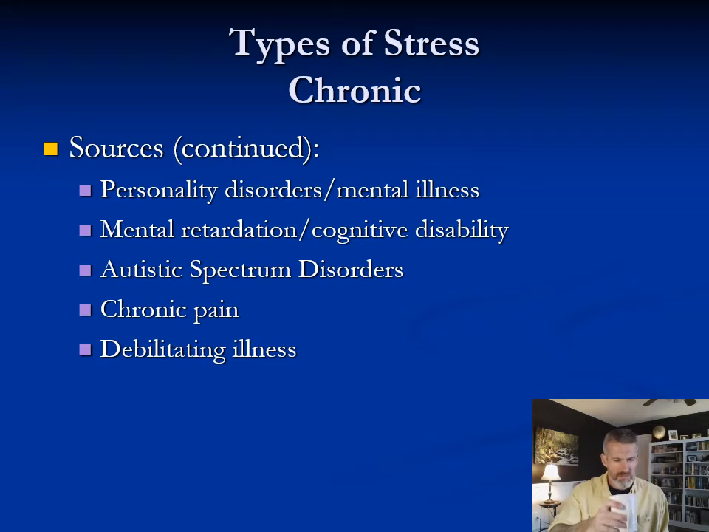Additionally, chronic stress is present with severe mental illness, some personality disorders, schizophrenia, this kind of thing. Cognitive disability, what we used to call mental retardation. I think this one gets overlooked frequently.